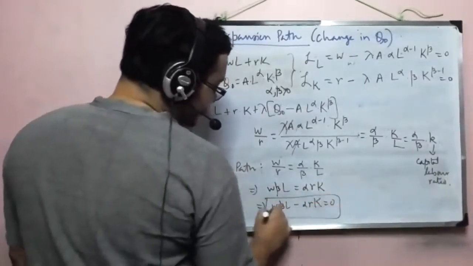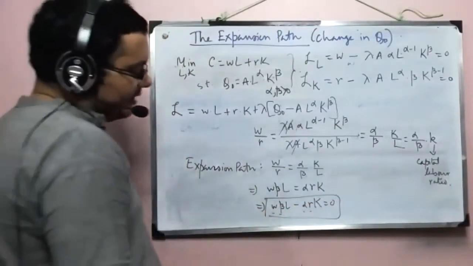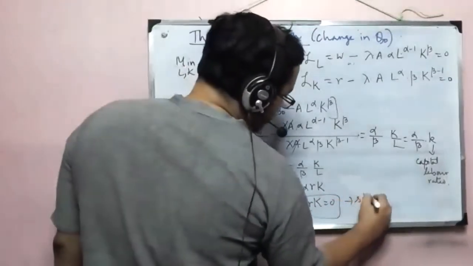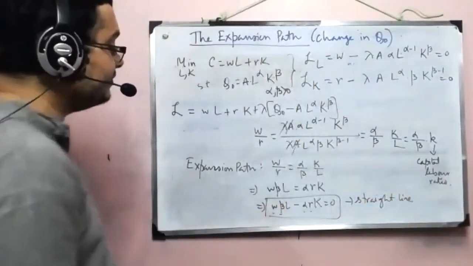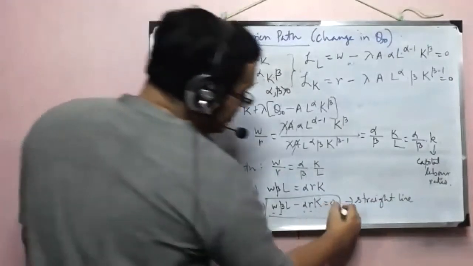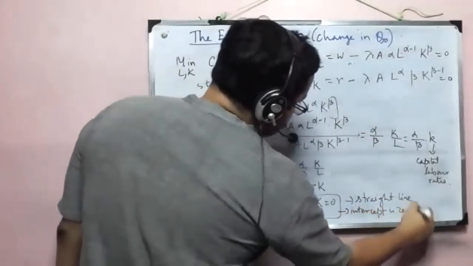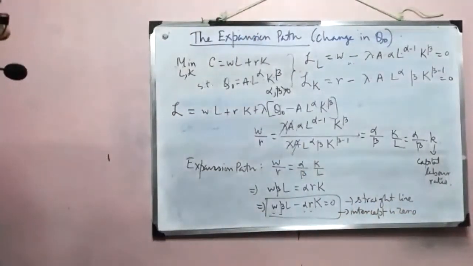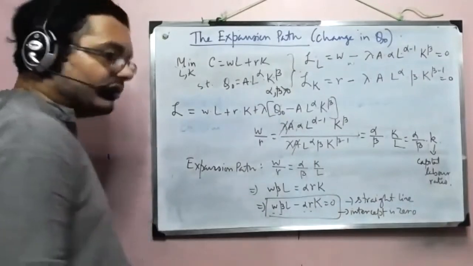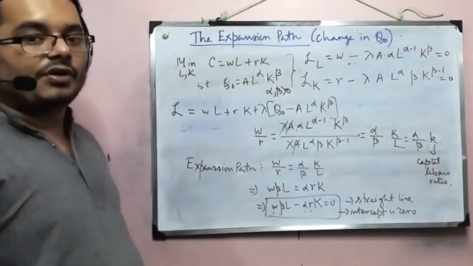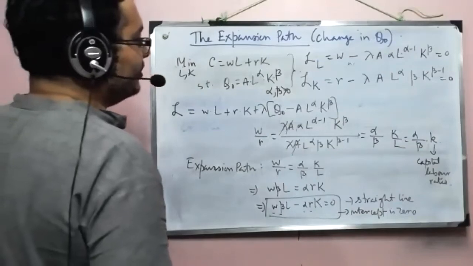Now, what is this? W and beta, alpha and R, they are all parameters. L and K are only variables. So I am looking at a straight line. And since this straight line doesn't have an intercept, the intercept is 0. Since this intercept is 0, I can say that the expansion path is not only a straight line, but it goes through the origin. All right, that's the result.